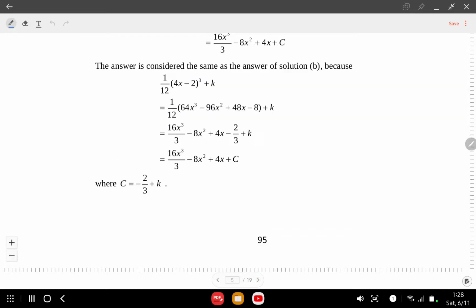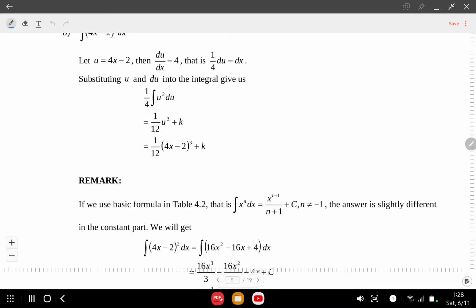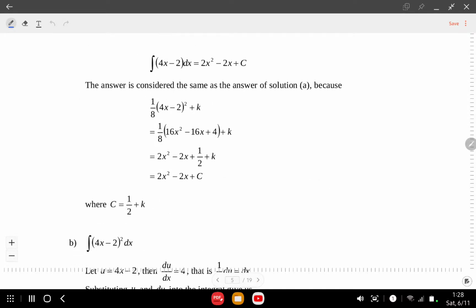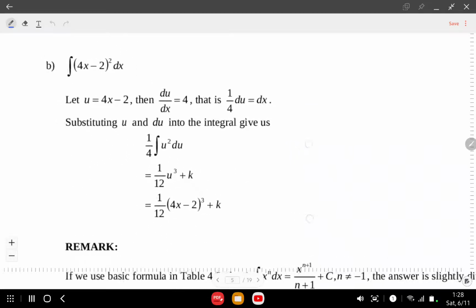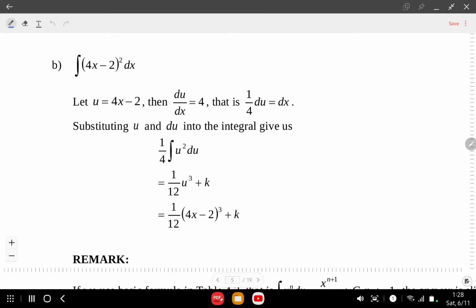Okay, so for the next example, this one. This time we choose our u as 4x minus 2, all the terms in the bracket, without its power.